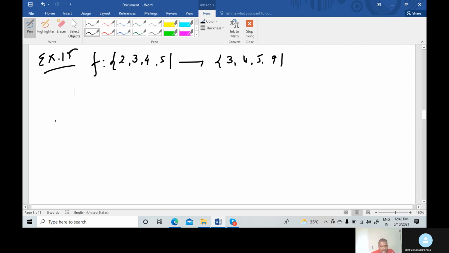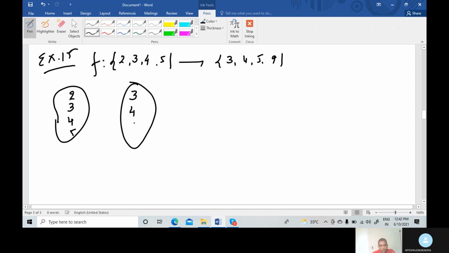First we draw the Venn diagram. Domain 2, 3, 4, 5 and codomain 3, 4, 5, 9. This here is the relation F. Now, which type of relation?